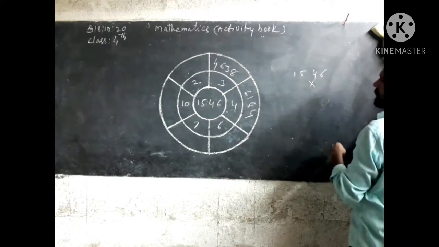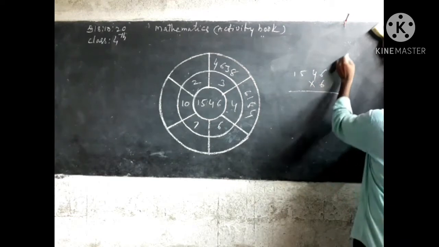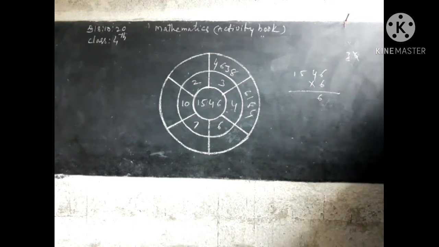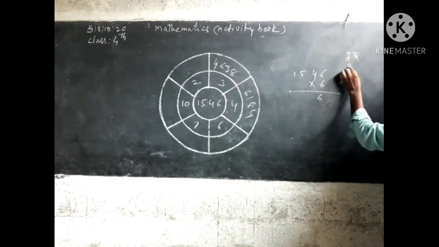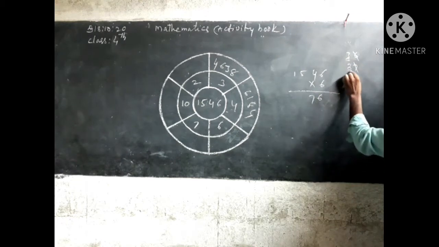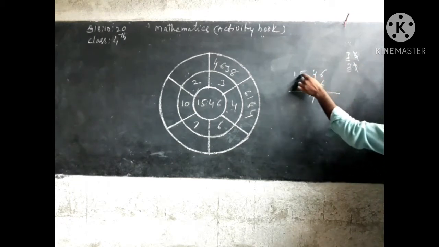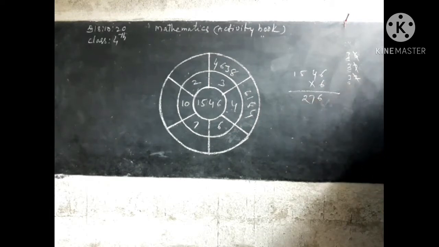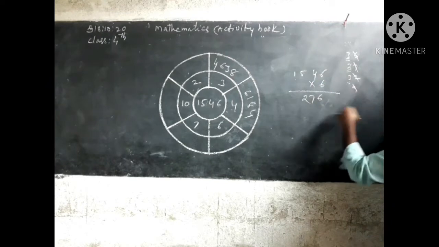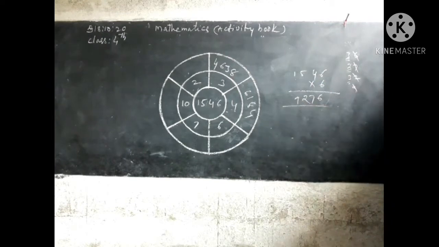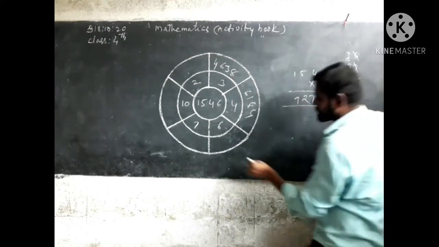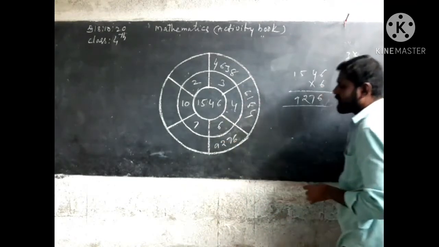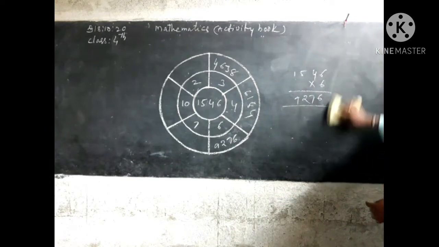1546 is multiplied with 6. 6 6s are 36, 6 taking, carrying 3. 6 4s are 24, 24 plus 3 is 27, 7 taking, carrying 2. 6 5s are 30, 30 plus 2 is 32, 2 taking, carrying 3. 6 ones are 6 plus 3, 9. So the product is 9276. Now next.